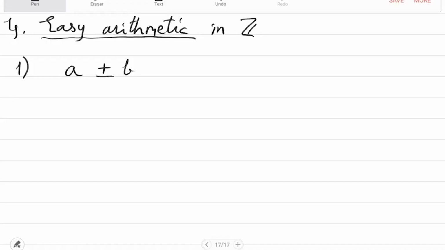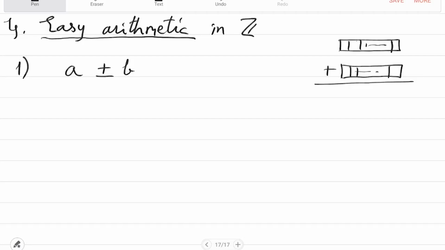And then when you want to add in the school way, you will put A like this and B like this, and then these are the bits. And then you will do the addition. So this is essentially a single scan, you are just scanning from right to left. So the time complexity of this algorithm is big O of log A plus log B time.